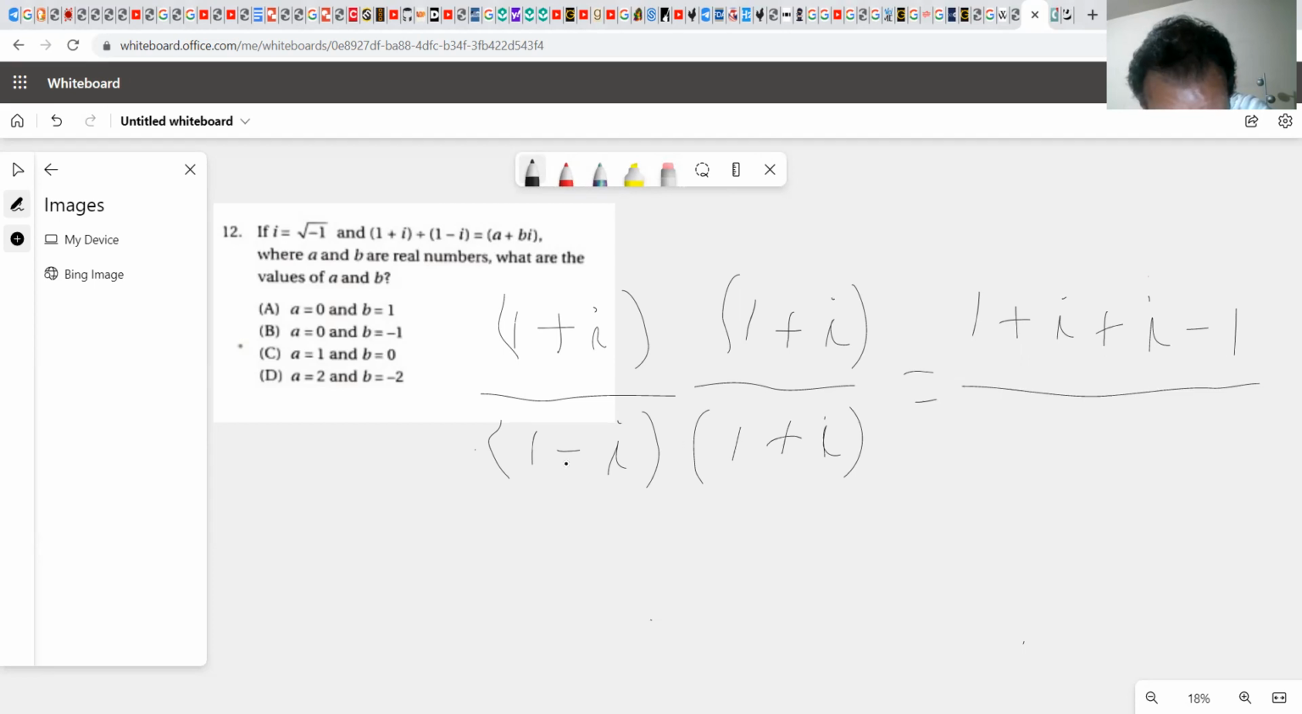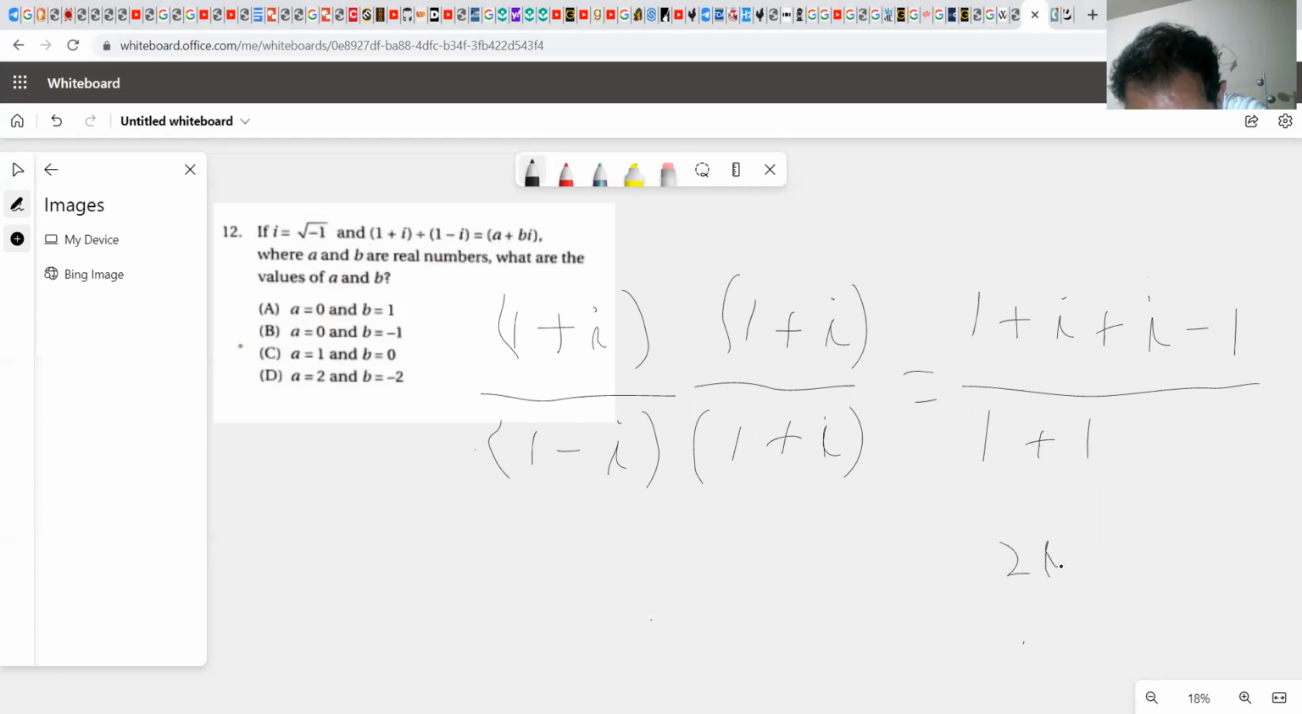And the bottom part, well, you have 1 times 1, which is just 1. And when you multiply it, the middle parts are going to cancel out, you have a negative i and an i. So you're really just going to get negative i times i, which is negative of -1, so that's +1. So in the numerator, this 1 minus 1 cancels out, and you're left with the i and the i, so you have 2i.